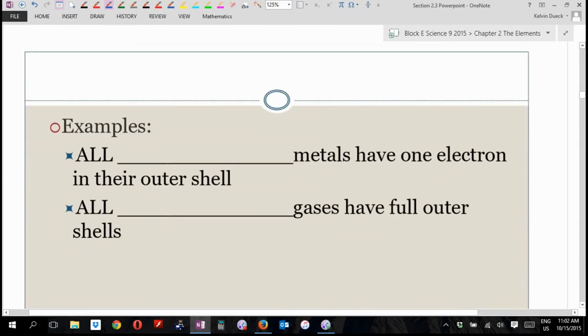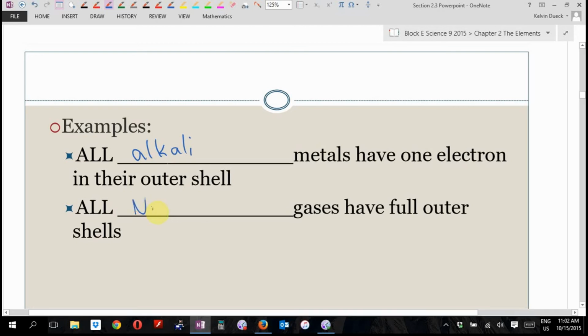Turns out, for example, all alkali metals have 1 electron in their outer shell. You may notice on your periodic table that the alkali metals are in column 1 and have 1 extra electron that they'd like to get rid of. It's also why they're so reactive, because it doesn't take much effort to get rid of 1 electron, and they really want to get rid of that 1 electron.